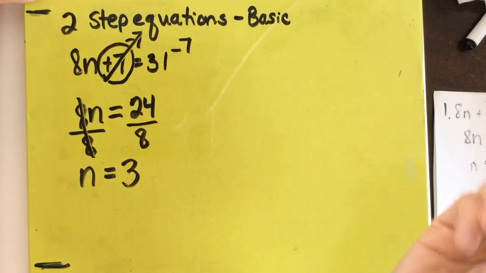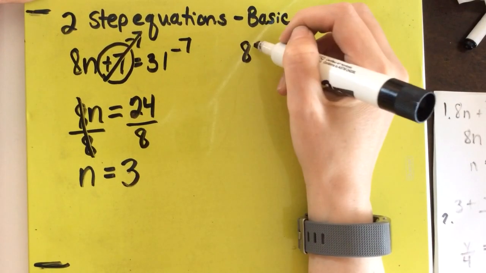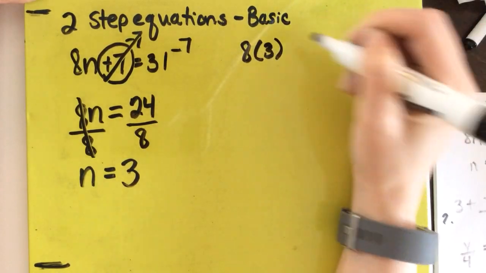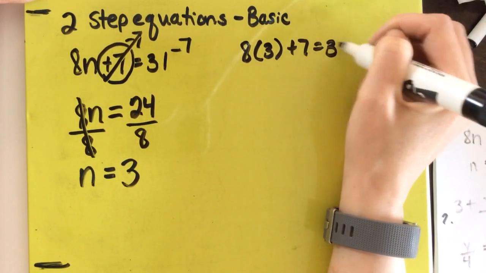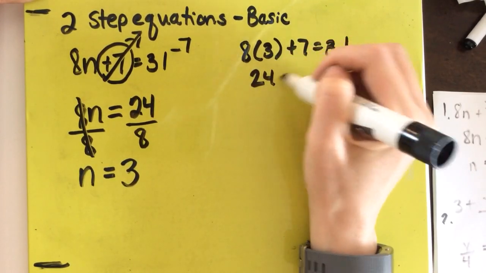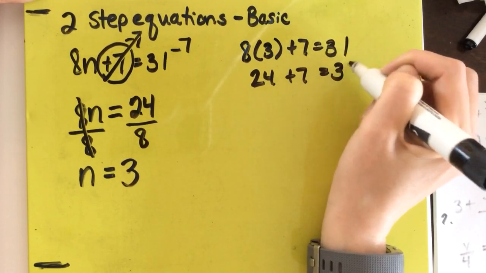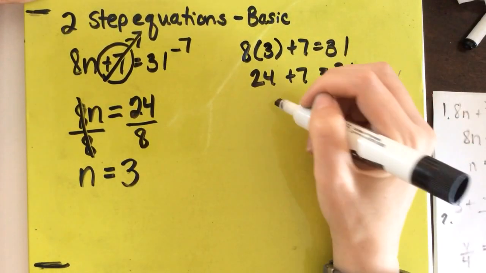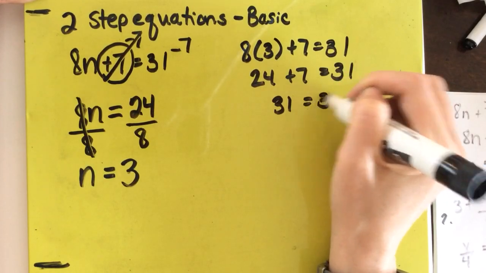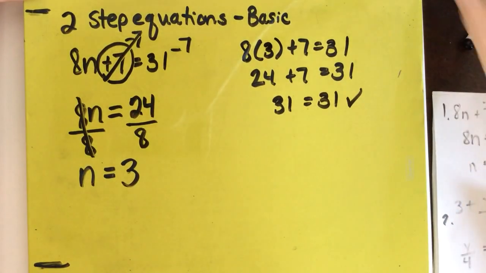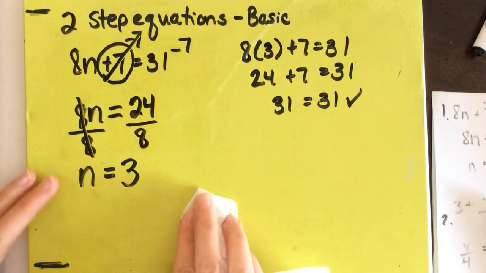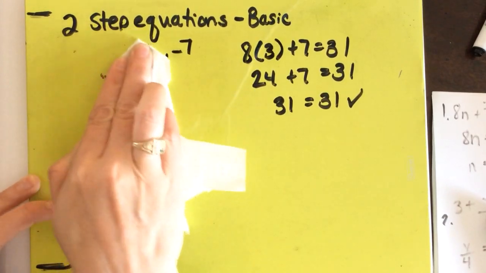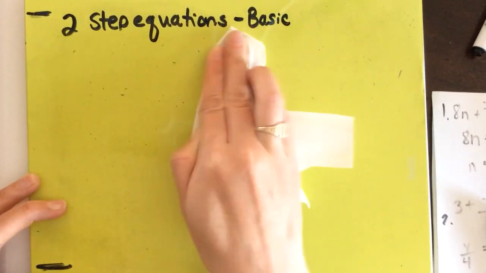And of course we could verify by substituting our 3 into our original equation, and we would end up with 24 plus 7. Does 24 plus 7 equal 31? Yes, it does. So I know that my answer is correct. Okay, let's try another example.